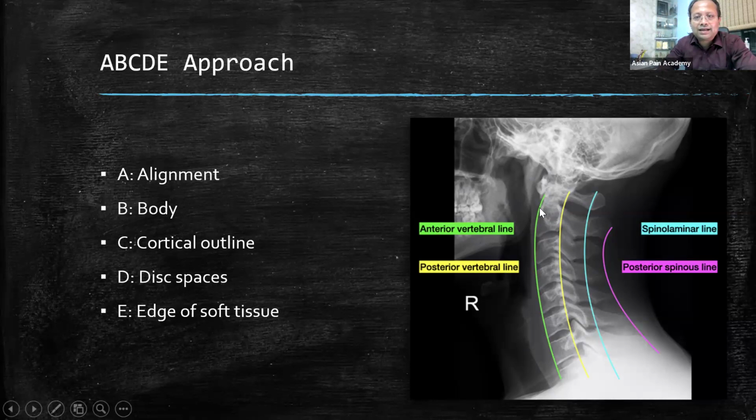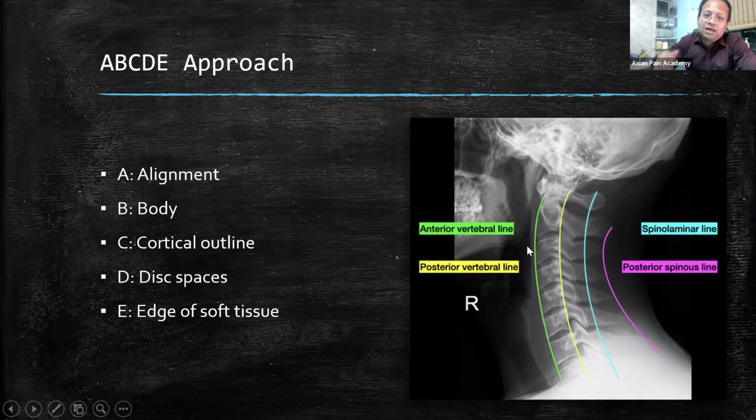So here you see anterior vertebral line, posterior vertebral line, and this is, of course, the spinolaminal line, which is not important here in OPD. It is important during the procedure for certain procedures, and this is the posterior spinous line. So as soon as you see an X-ray in the AP view or in the lateral view, you will make a line in your mind, whether all the anterior vertebral line can be made or not.